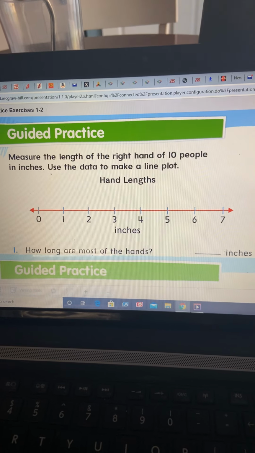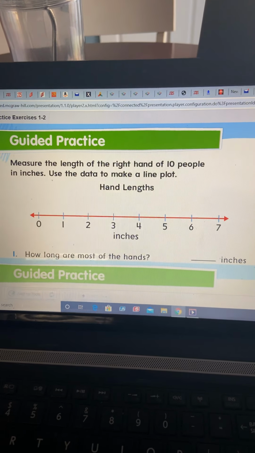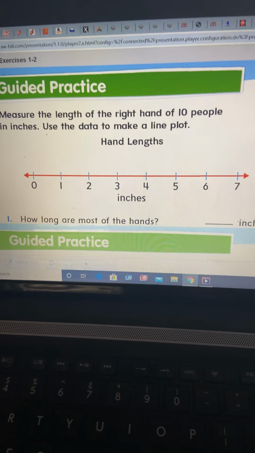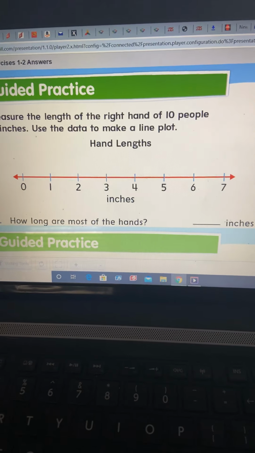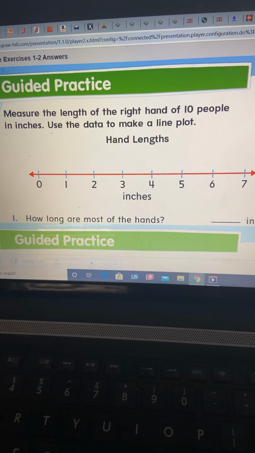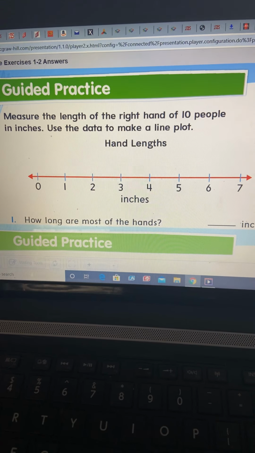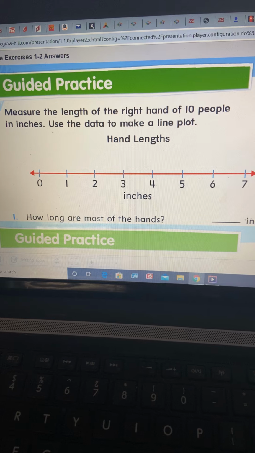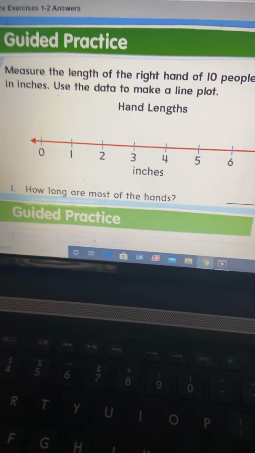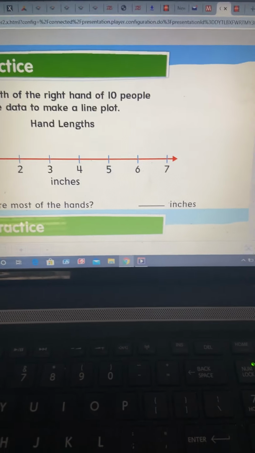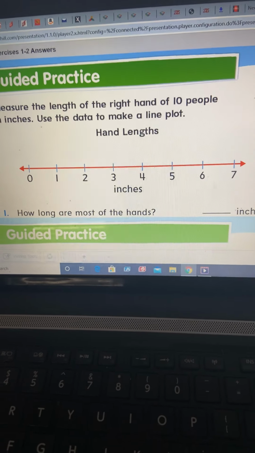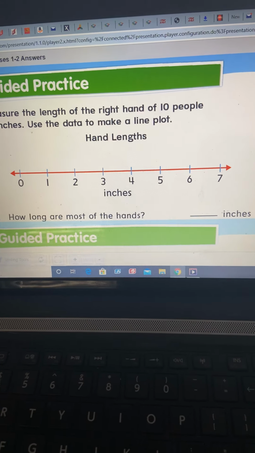Now, there's another example. Measure the right hand of 10 people in inches. Now, unfortunately, you're probably not going to have 10 people in your house right now. That might be a good thing. So you can just make up your data, or you can find something else to measure. Maybe find 10 books or 10 toys, 10 Lego toys, anything at all that you can find that's kind of small, where you're going to come up with some different data and you can make a line plot. Okay?